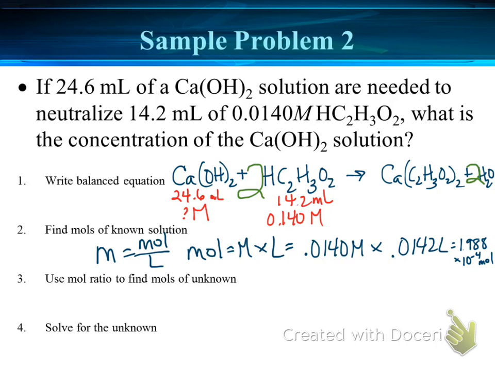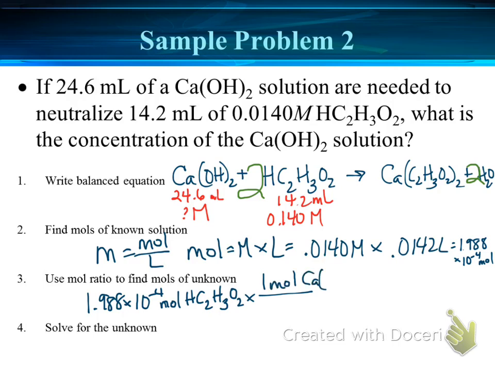Now I'm going to use the mole ratio to find moles of my unknown. 1.988 times 10 to the minus fourth moles. This is of the acetic acid, HC2H3O2. You can tell I'm in my classroom doing this. 1 mole of my unknown, which is what I'm solving for, on top. 2 moles of acetic acid from the balanced chemical equation on the bottom. And I get 9.94 times 10 to the minus fifth moles of my calcium hydroxide.